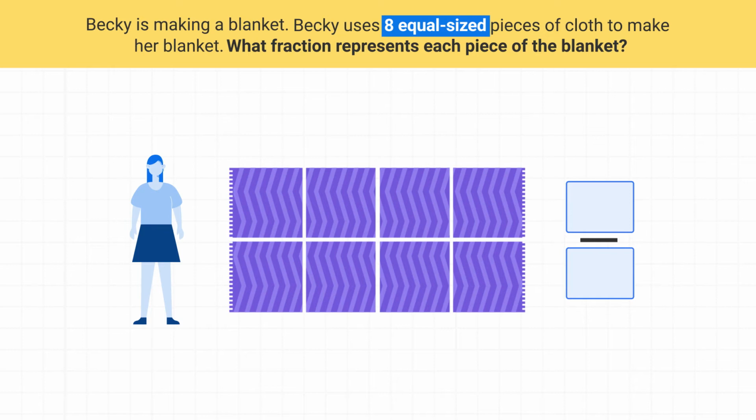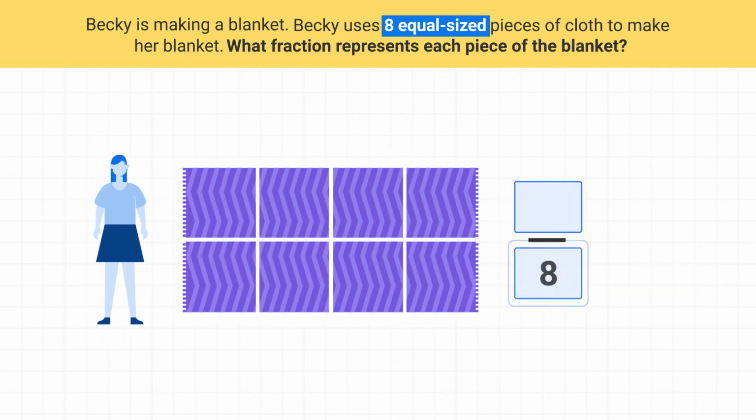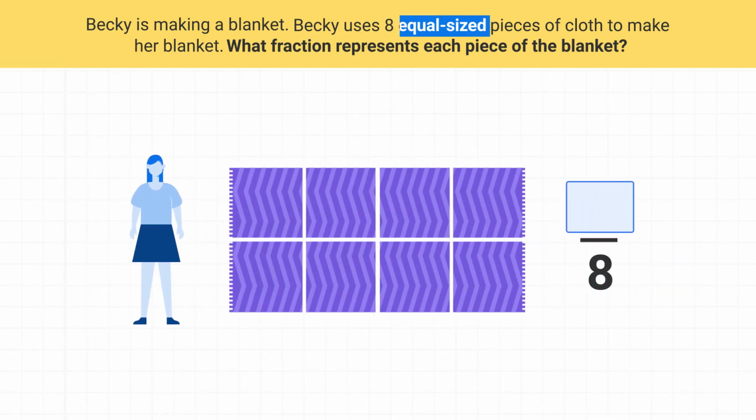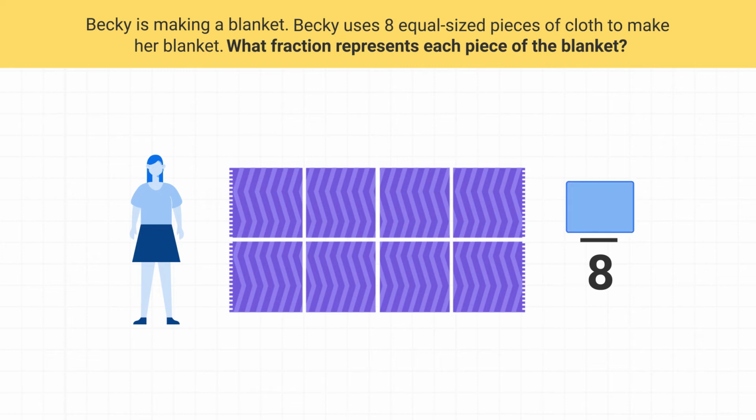Where should the number 8 go in my fraction? Remember, the total number of pieces is the denominator, so 8 is our denominator. Now, if we think about each of these pieces individually, what fraction can represent each piece of fabric? Well, each of these pieces is just 1 piece. Therefore, every single piece of fabric is 1/8 of the blanket. The fraction 1/8 represents each piece.